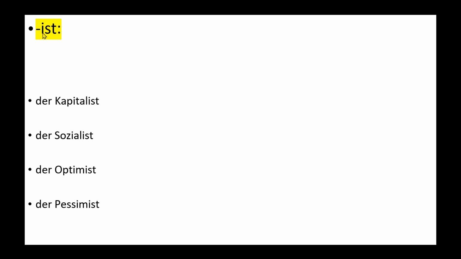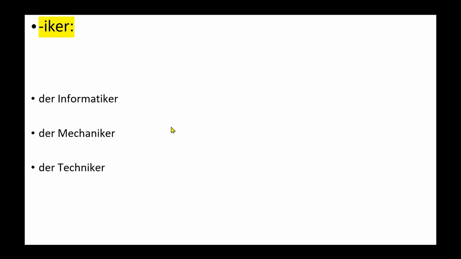-ist. Here we can say der Kapitalist, der Sozialist, der Optimist, der Pessimist. They also align with the der category, and they also don't have any exceptions. So if you see any word ending with -ist, it falls under the der category. Okay, moving on to the next slide. -iker, same as the previous one.